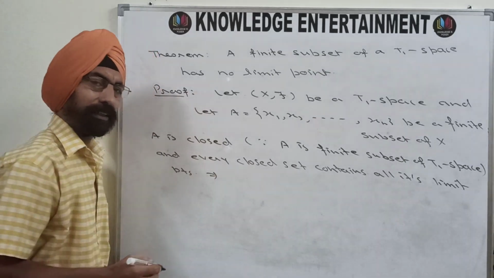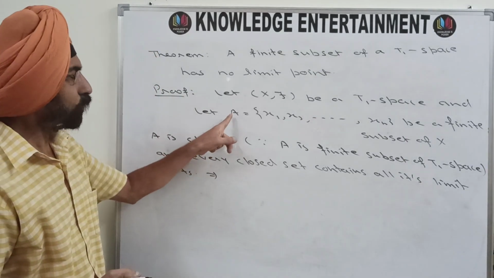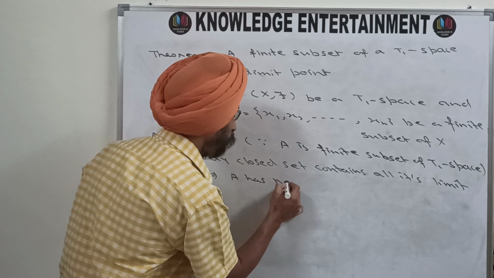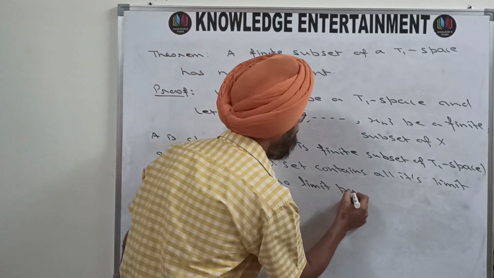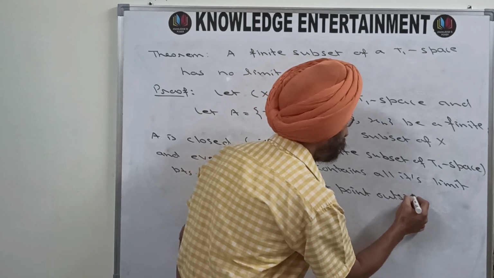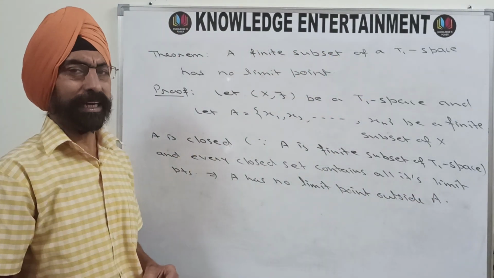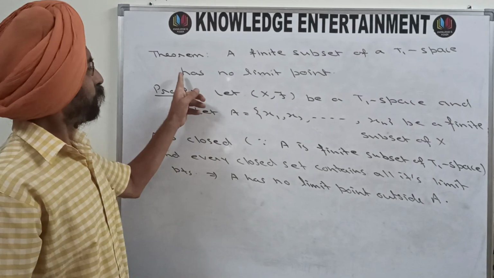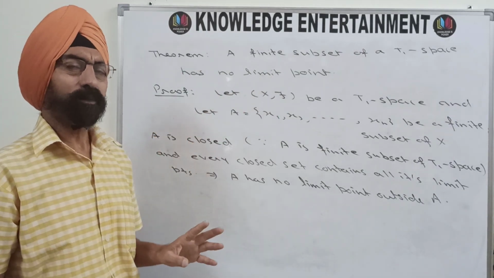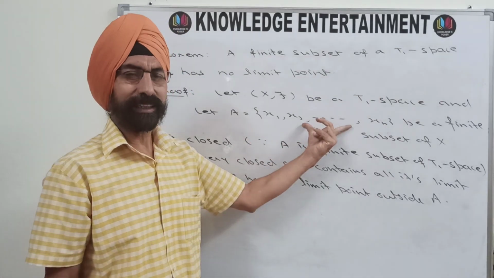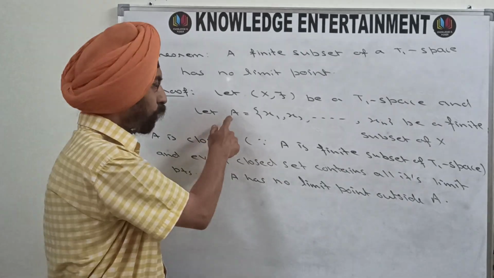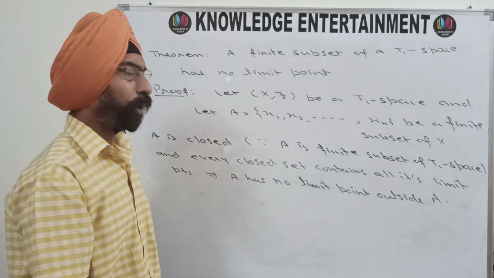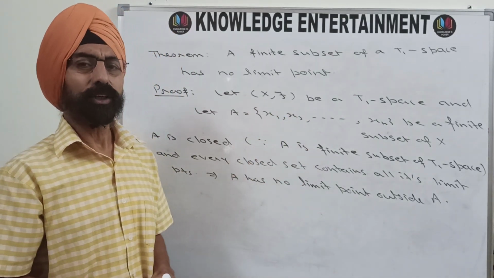So this means A has no limit point outside A. So whatever the limit point of A will be, it will be within the set A. And since we have to prove that A has no limit point, now finally we will prove that no point here is a limit point of A. A is not having any limit point outside, and we will prove that A has no limit point inside also. That means A will have no limit point.